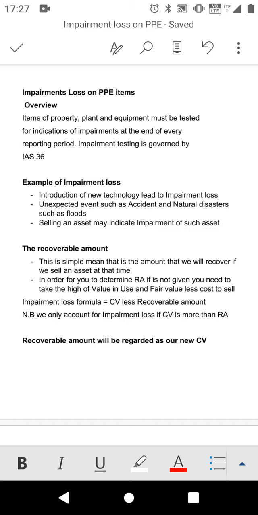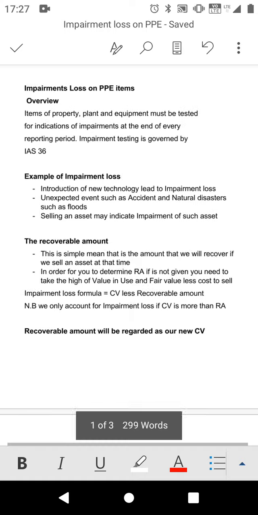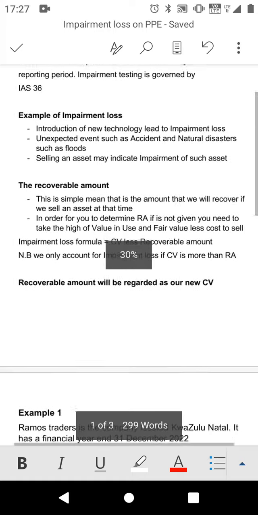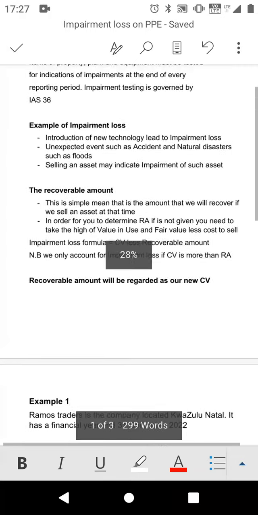Alright, then the selling of an asset is an indication of what? Of impairment loss. There might be a reason why you are selling your asset. Probably the asset you are selling is no longer functioning the way it used to, or the asset you are selling to someone is out of fashion. Something that is out of fashion has an impairment inside. Okay, so that's what you have to know in terms of the meaning of impairment loss.